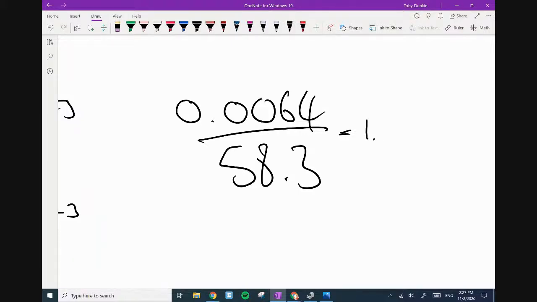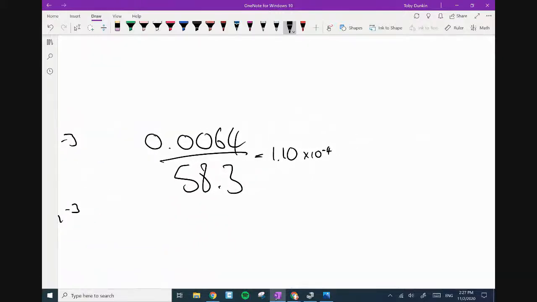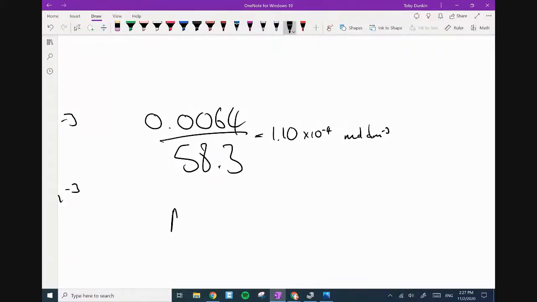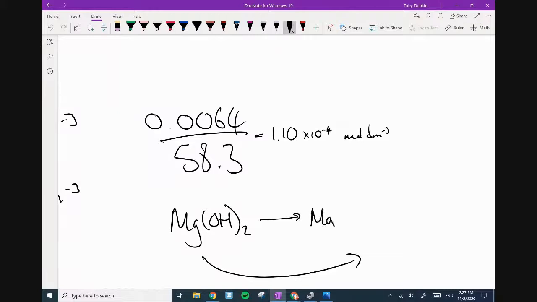1.0. Rounds up. 1.10 times 10 to the minus 4. Right, that now is the concentration in moles per dm cubed of the magnesium hydroxide, Mg(OH)2. However, when it dissolves, that's how much dissolved. When it dissolves, I get twice as many OH minus ions. It's a 1 to 2 ratio.